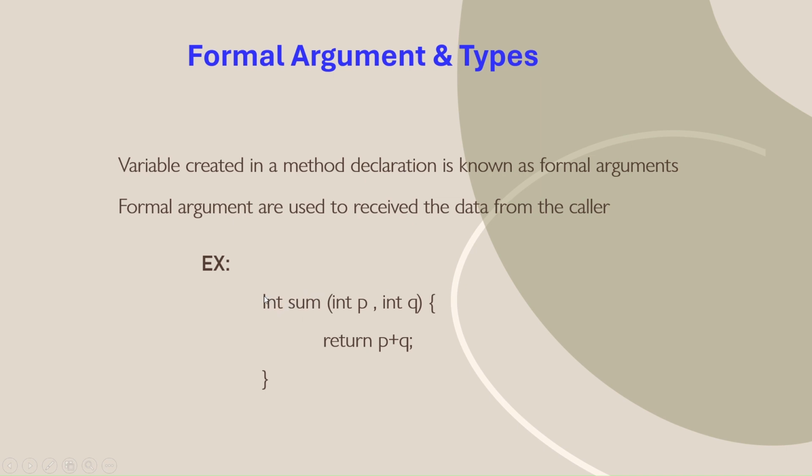The type of the method is int, and the variables created inside the method are int p and int q. These two variables created inside the method are called formal arguments. And what type of data will it return? Return p plus q. So as you can see, the int type of method returns int type of data.